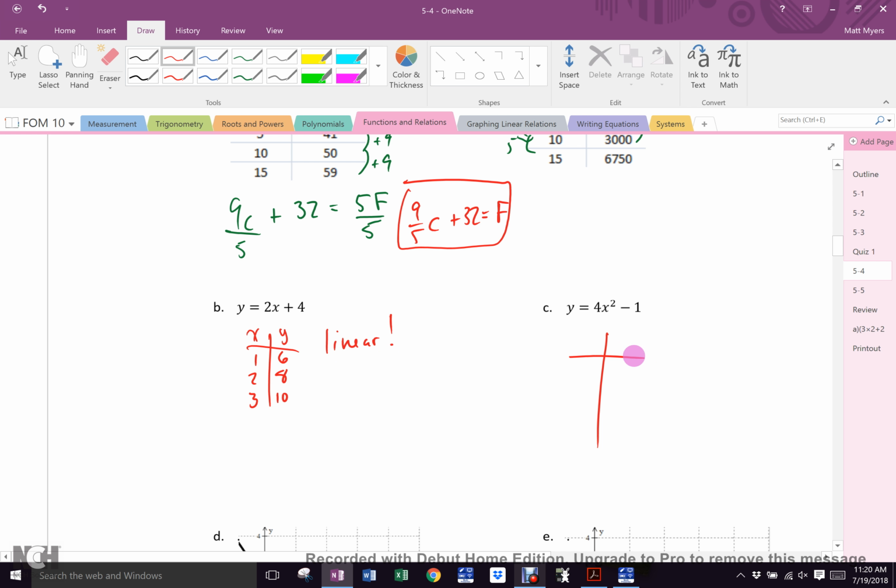What about this one? What should I do? Same thing. 1, 2, 3. What's 1 squared, times 4, minus 1? 3. What's 2 squared, 4 times 4, minus 1? 15. What's 3 squared, times 4, minus 1? 35. Linear? 3, 15, 35. Non-linear.